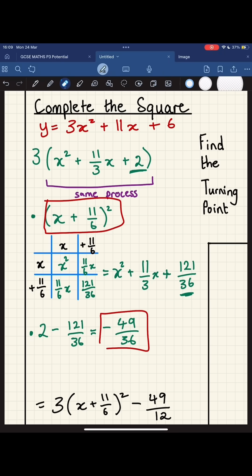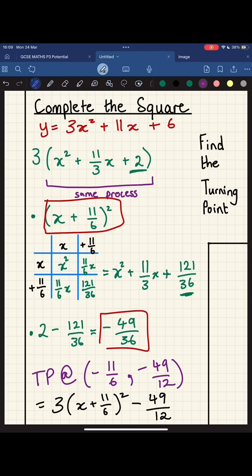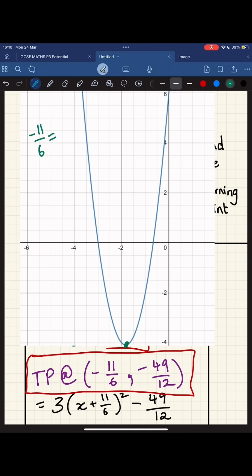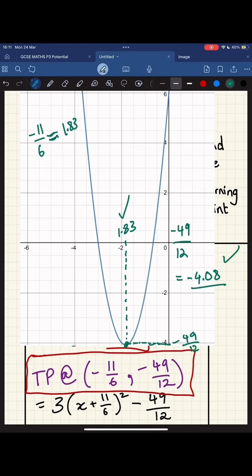To find the turning point from this, I do exactly the same thing I did before. To find the x value, I flip the sign in the bracket, minus 11/6, and I take the y value as whatever the number outside the bracket is. If we check these values compared to a graph, minus 11/6 equals about minus 1.83. That looks okay. And minus 49/12 equals minus 4.08, which looks about right as well.